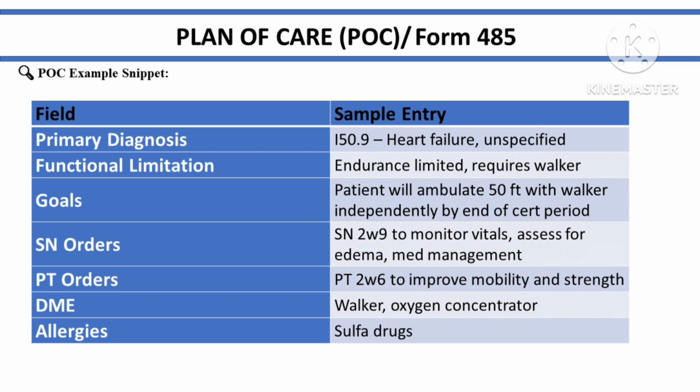DME section documents any assistive device or any medical equipment the patient is using, like walker, cane or oxygen concentrator. Allergies section shows if the patient has an allergy to any specific medication, like sulfa drugs.